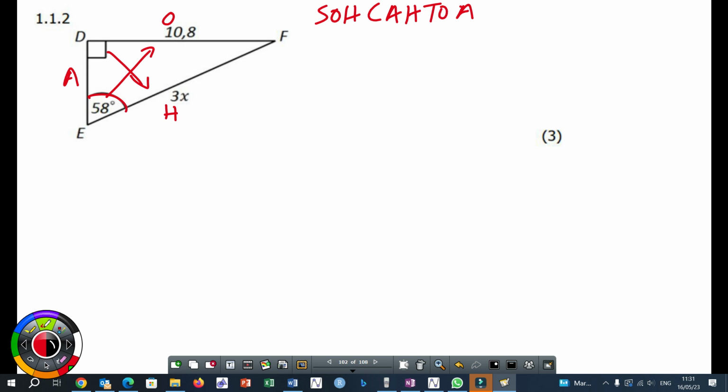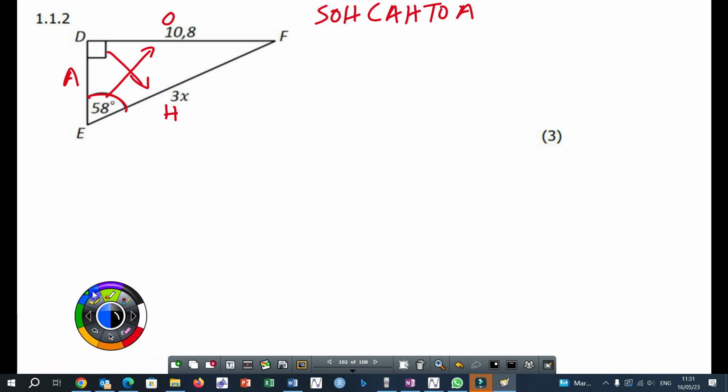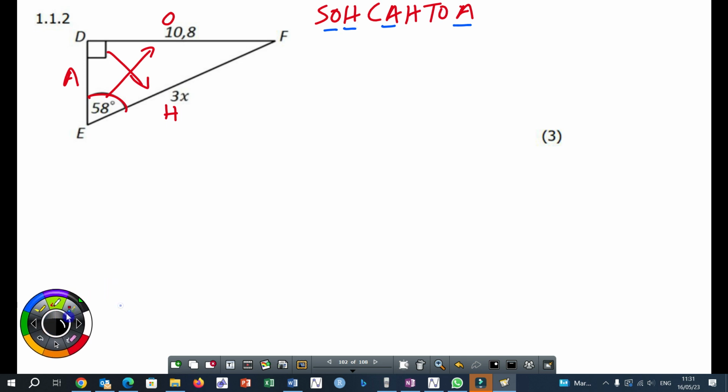Right? So SOHCAHTOA, right? We don't have the adjacent side, so we can't use cos or tan. Okay? We have the opposite side. Okay? And our x is part of the hypotenuse. Therefore, we can use sine. So from here, sine 58 degrees is equal to the opposite side over the hypotenuse.